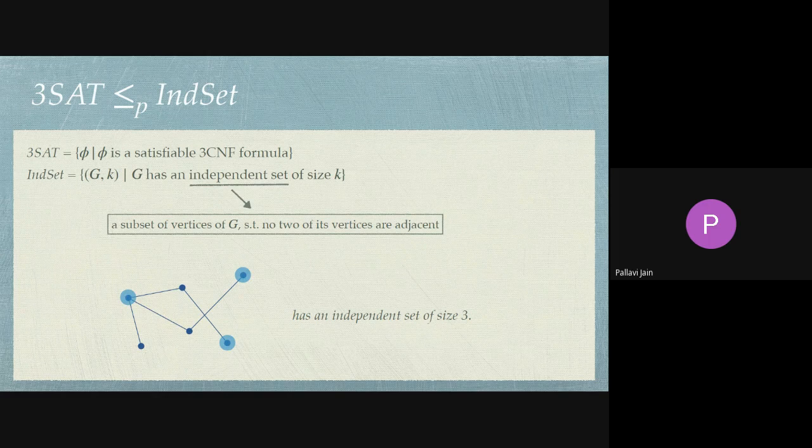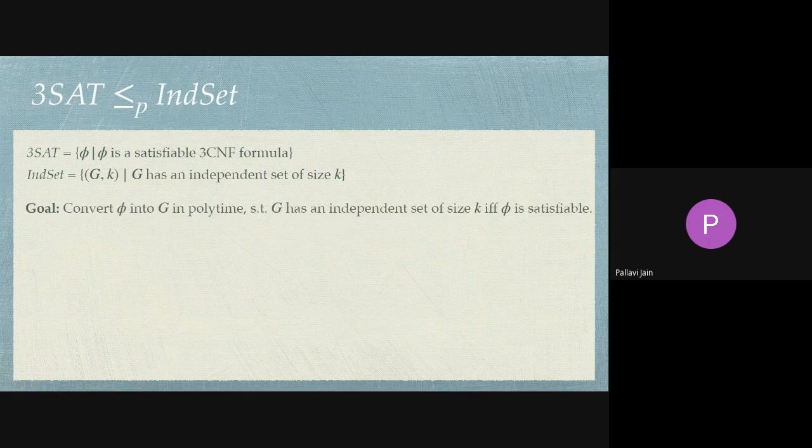Okay, so let's see the reduction now. Our goal is to convert phi, which is some 3CNF formula, into a graph G and some value K, such that G has an independent set of size K if and only if phi is satisfiable.